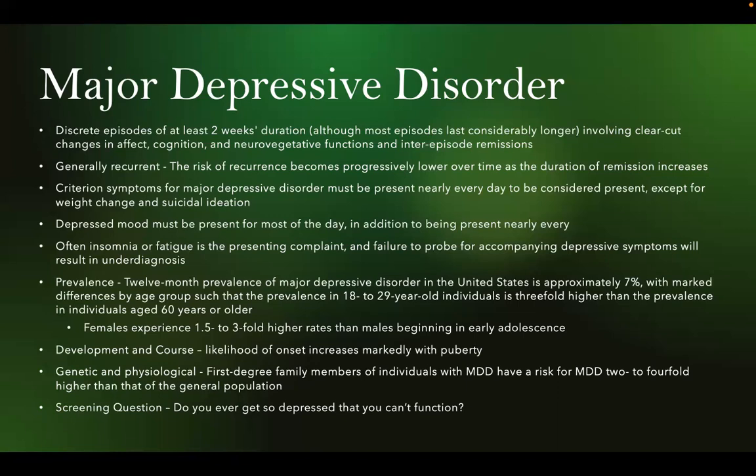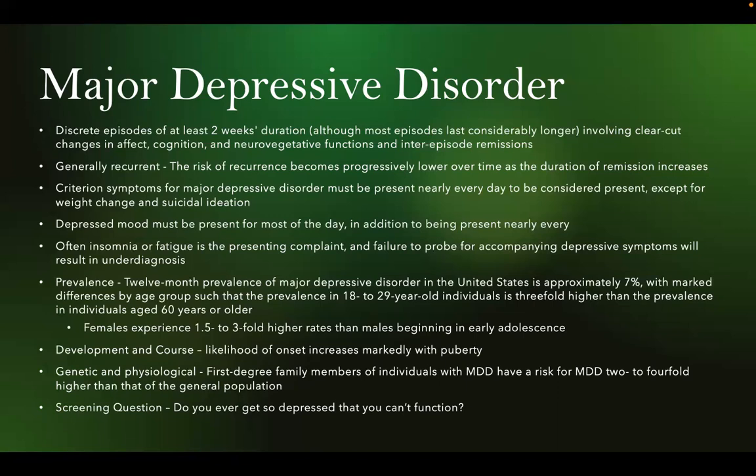And then females experience 1.5 to threefold higher rates than males beginning in early adolescence. So, I mean, take that for what you will in terms of genetics or societal stuff. And then the likelihood of onset increases a lot with puberty.